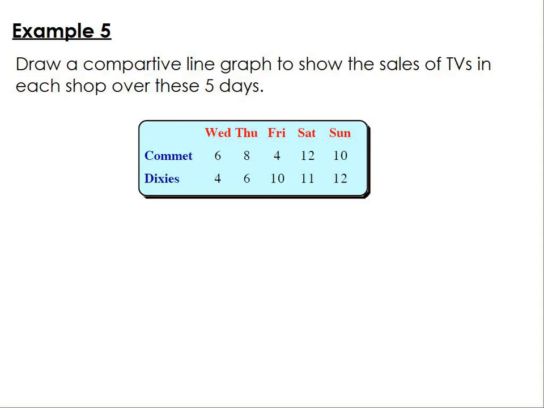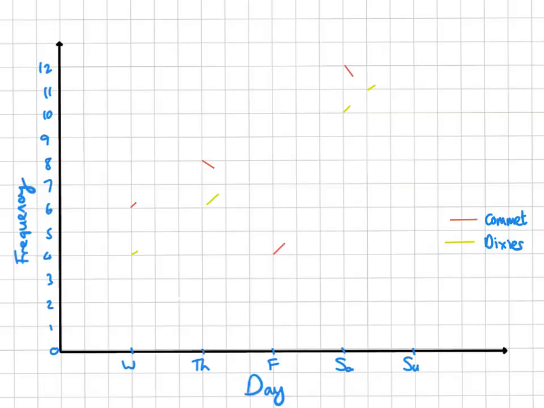Okay, example 5, draw a comparative line graph to show the sales of TVs in each shop over these 5 days. Okay, so I've set up my line graph, good to go. I've got my scale down the bottom, which is the days, my scale up the side, which is the frequency, and my wee key this time, the red line is going to be Comet, and the yellow line is going to be Dixie's. So I'm going to deal with Comet first.